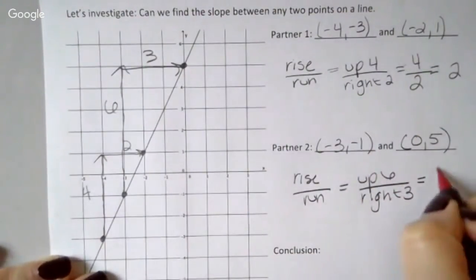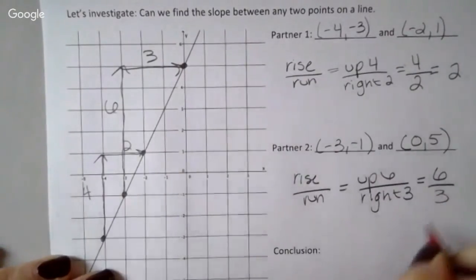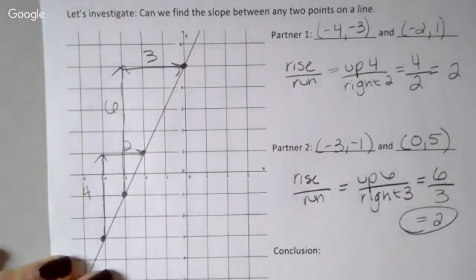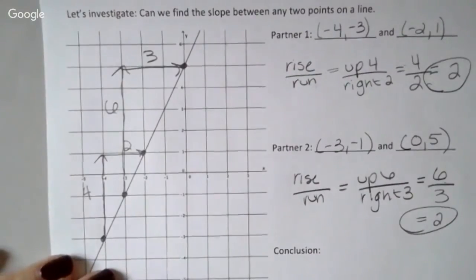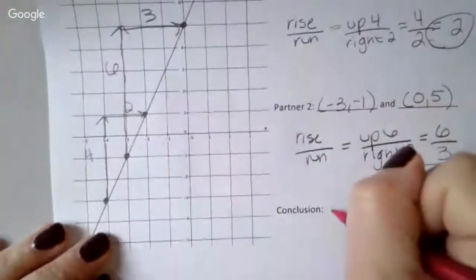So up 6 would be a positive 6. Right 3 would be a positive 3. And that also reduces to 2. So now I know that no matter what 2 points I pick, the slope is the same between any 2 of them. Okay, so let's write this as our conclusion. Can we find the slope between any 2 points on the line? The answer is yes.